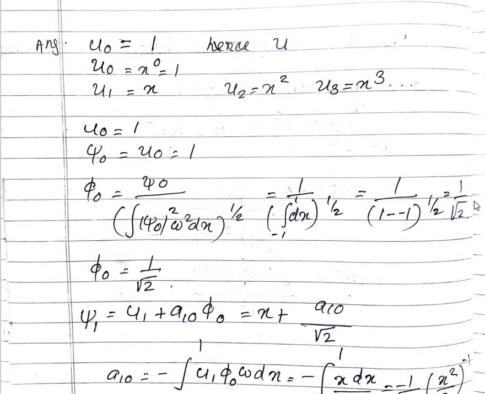So phi 0 is given by 1 by square root of 2. From phi 0 and u1, which is nothing but x, we can calculate psi 1. Psi 1 is a function which is orthogonal to phi 0.